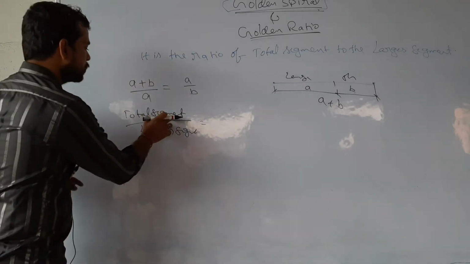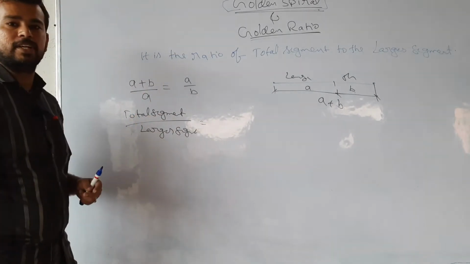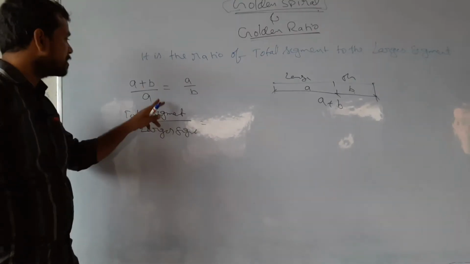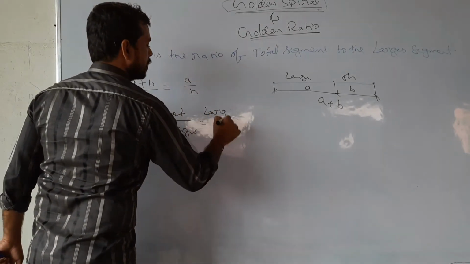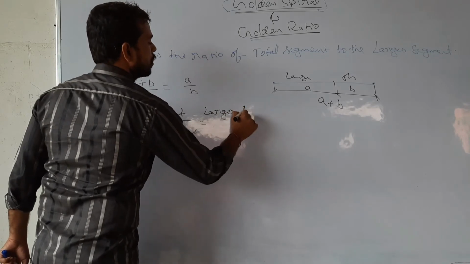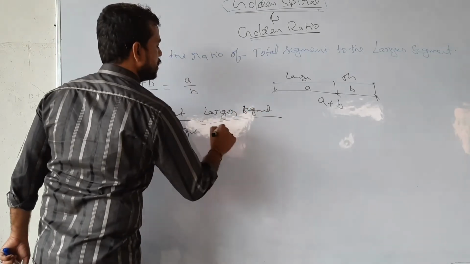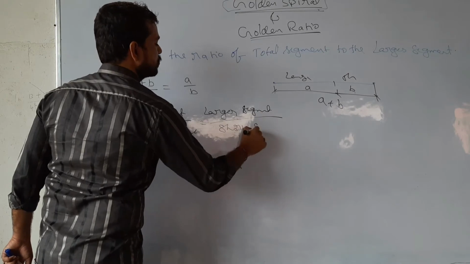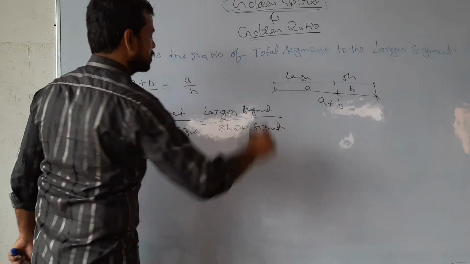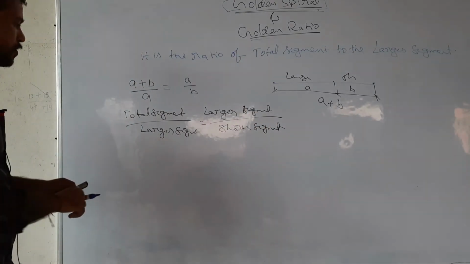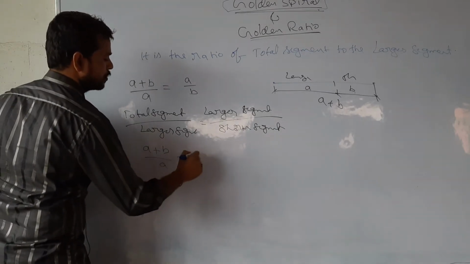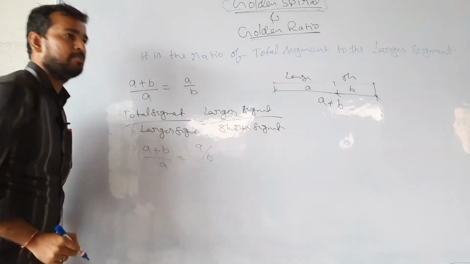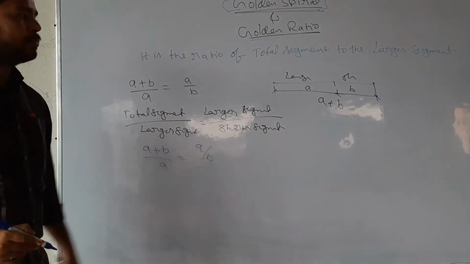According to this, golden ratio means the total segment to the larger segment. The total segment to the larger segment is the golden ratio, and it is always equal to the ratio of larger segment to the shorter segment. So in other words, A plus B by A is equal to A by B.